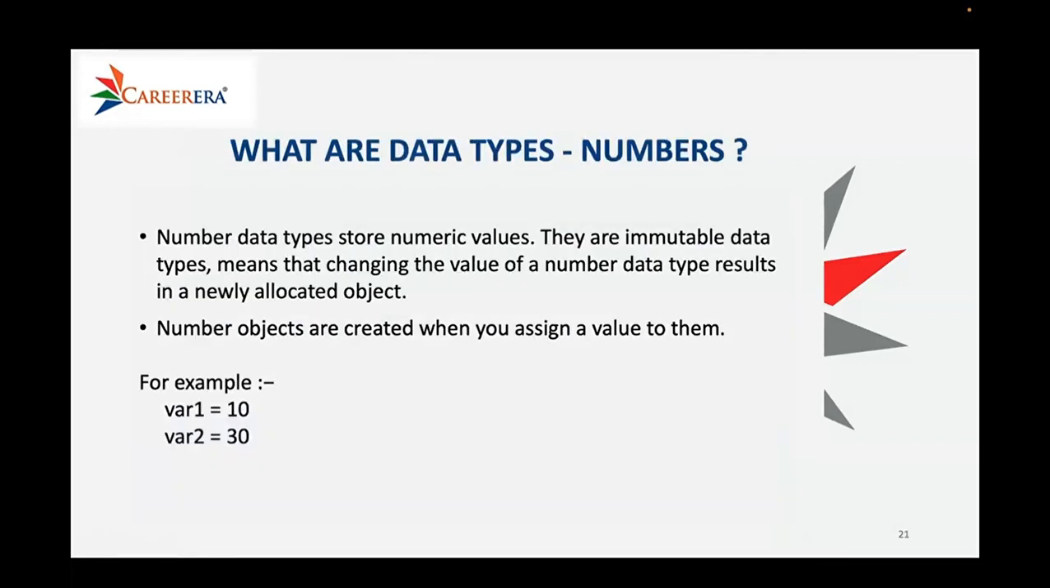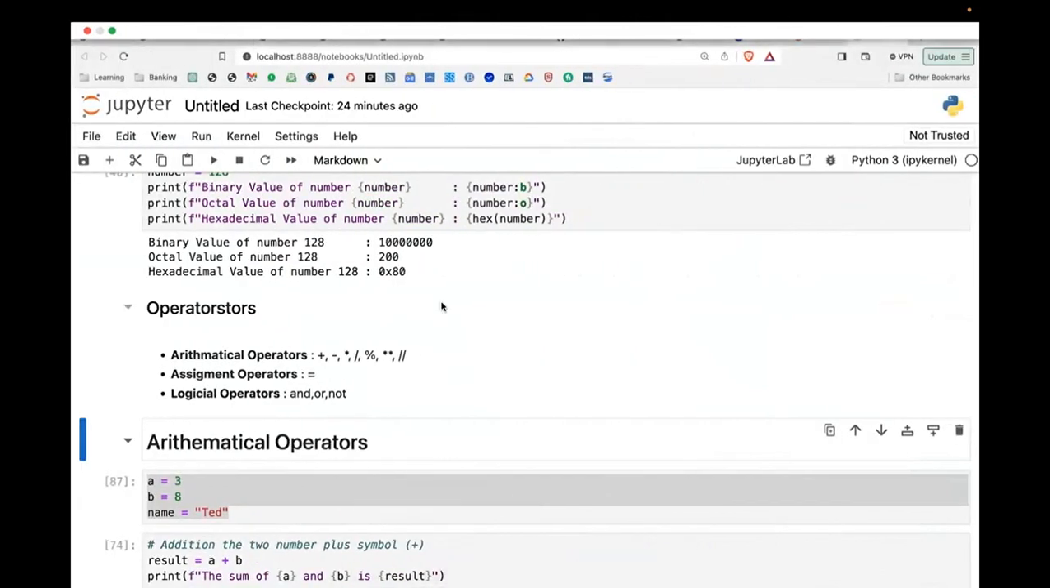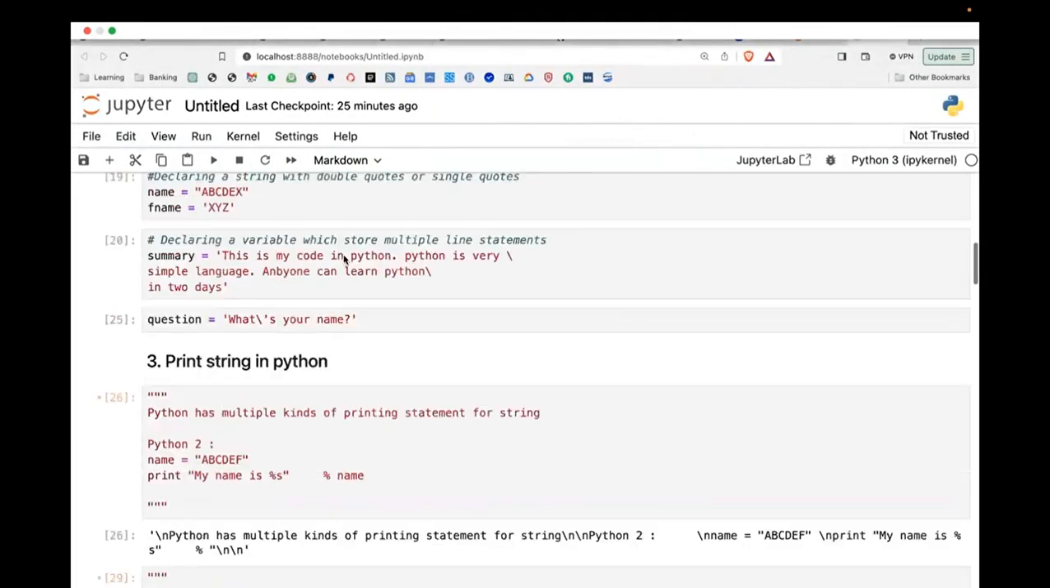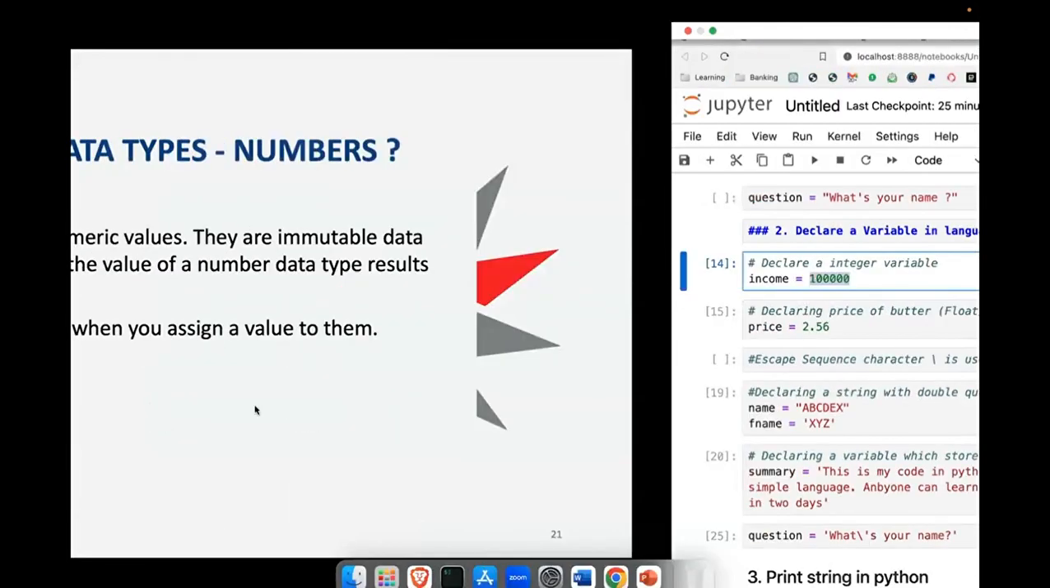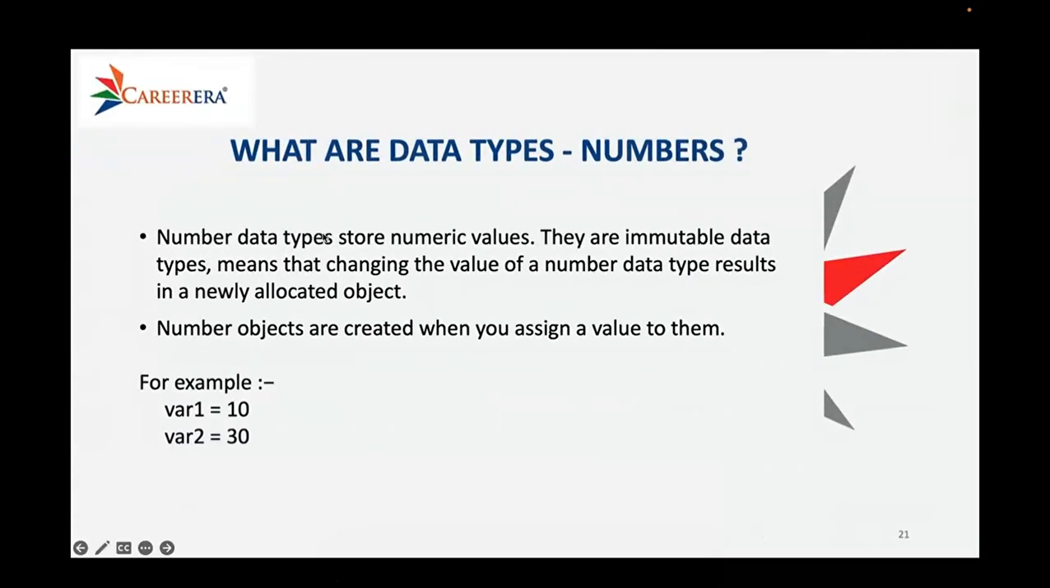So these are just the content which you already did. You already know what kind of data variables there are. I already told you about data variables here. This is an integer, you can declare it. The same thing is shown here. Number data are stored in the numeric data type. It is called an immutable data type.